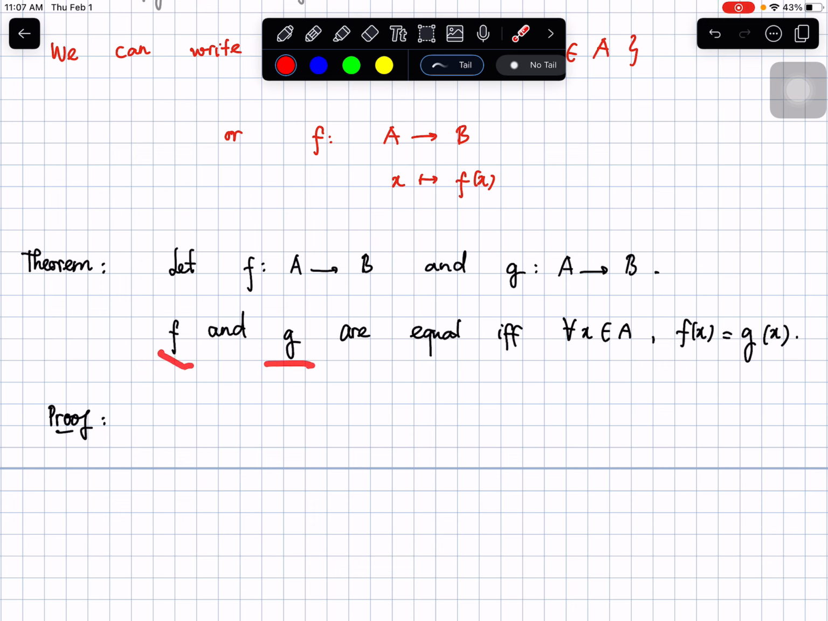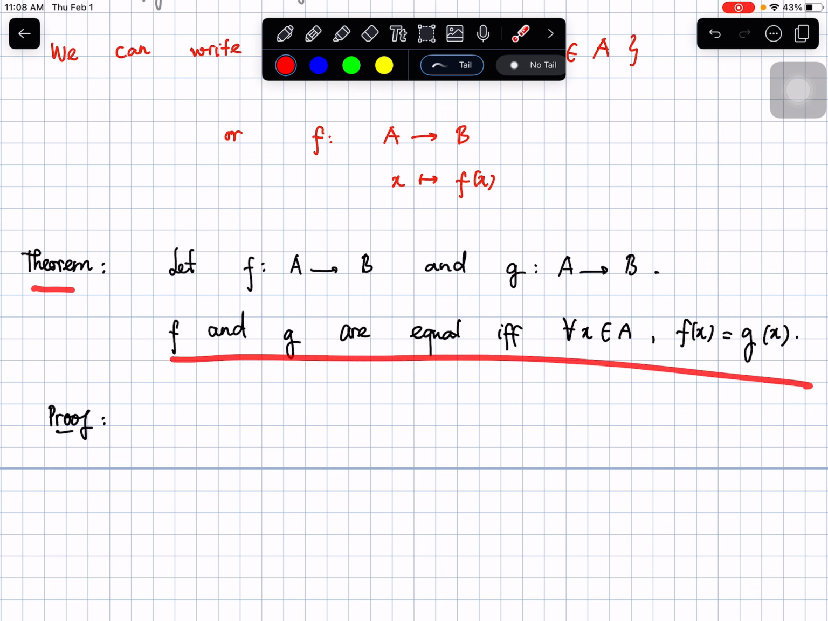We need to prove this theorem: f and g are equal if and only if, for all x in A, f of x equals g of x. Two functions are equal if and only if for all x in A, f of x equals g of x. Okay, this is an if and only if statement.